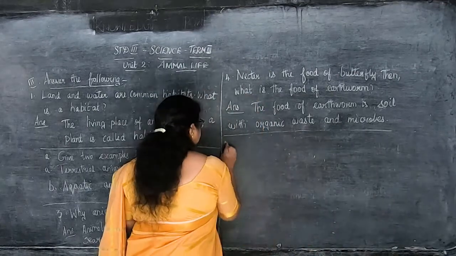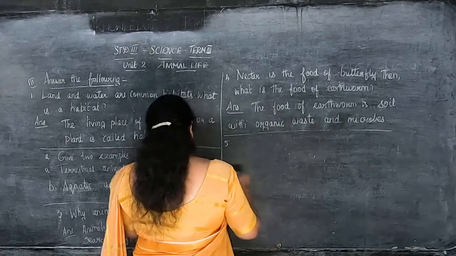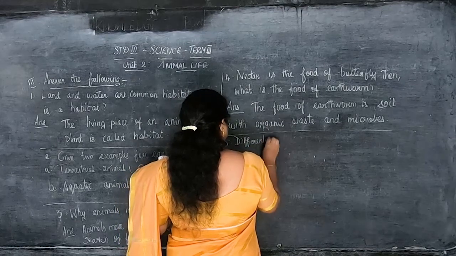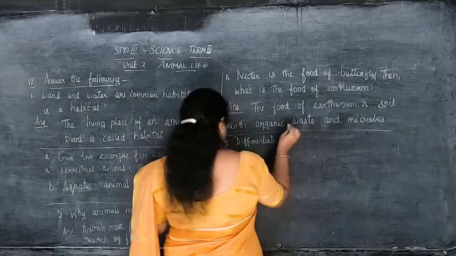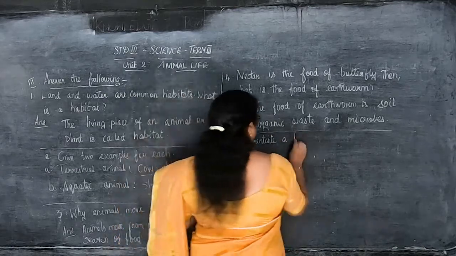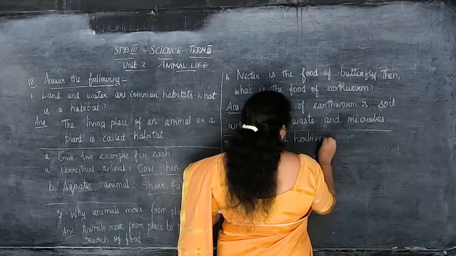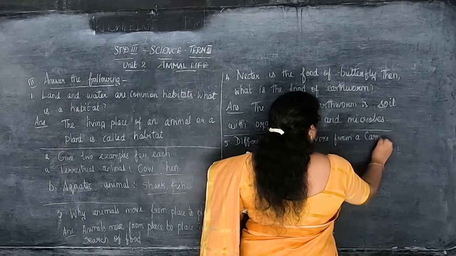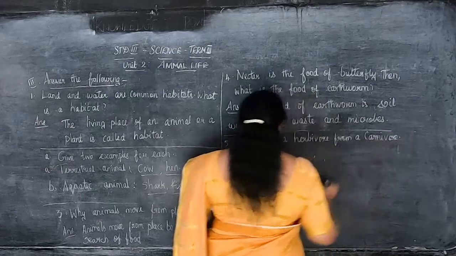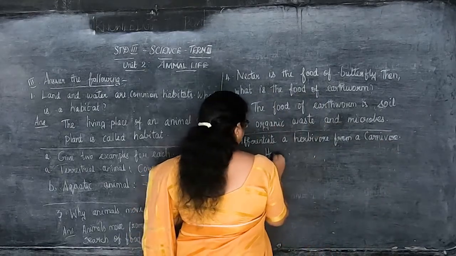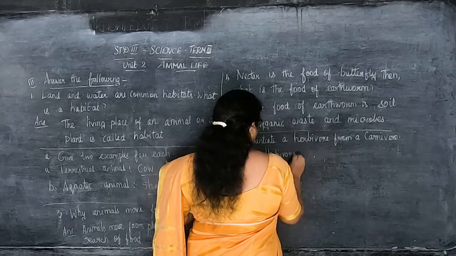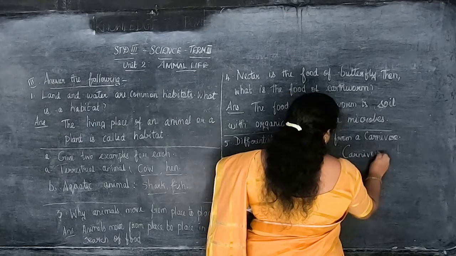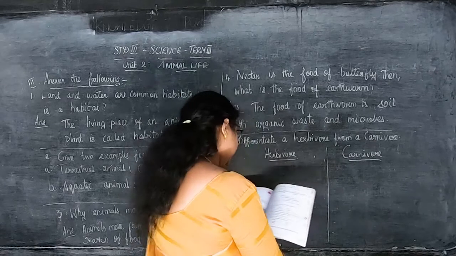Then fifth one. Differentiate a herbivore from a carnivore. Okay, children, now we are going to write herbivore. Next is carnivore. Okay. Now first we'll write about herbivore.